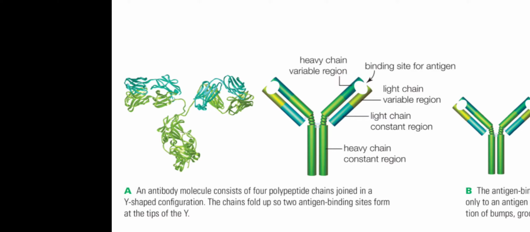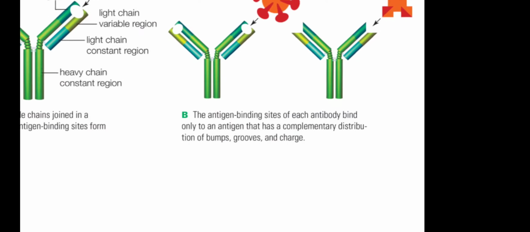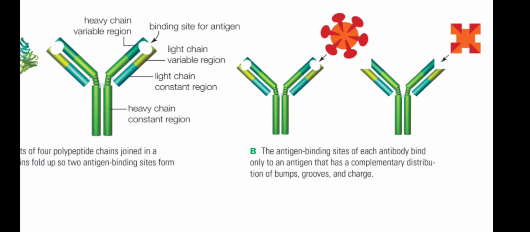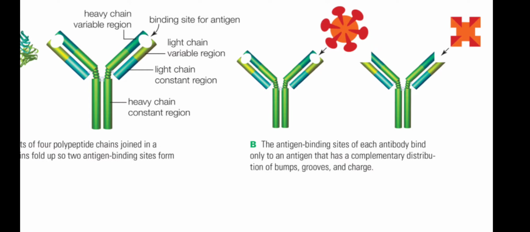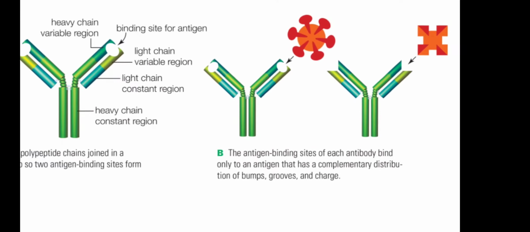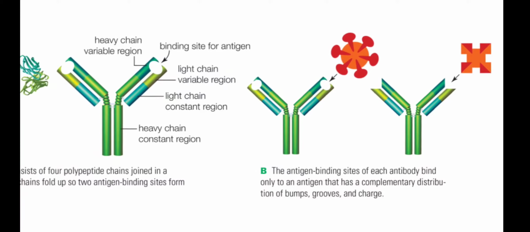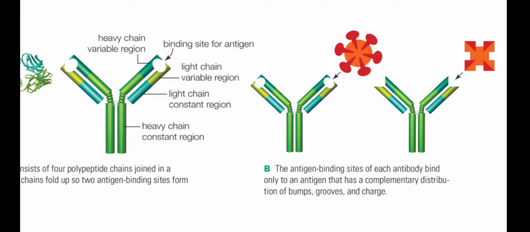This variable region is actually tailored to fit a specific antigen. That's why it is called the adaptive immune response, because antibodies are manufactured based on the actual virus or the actual pathogen. For example, we have two types of pathogen here. Each antibody can bind to a specific type of pathogen. They don't bind to just any pathogen. It must be specific to that pathogen.